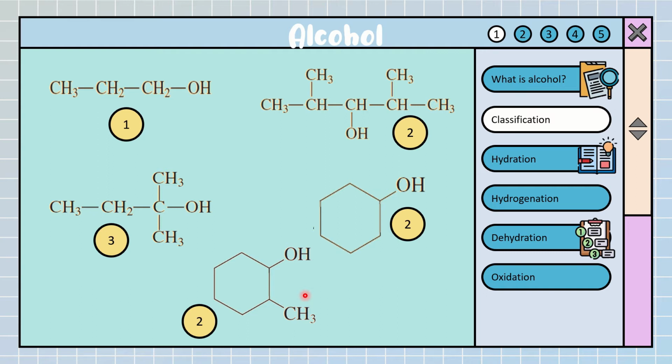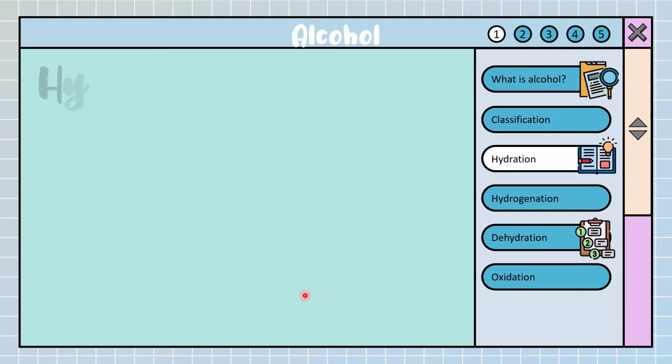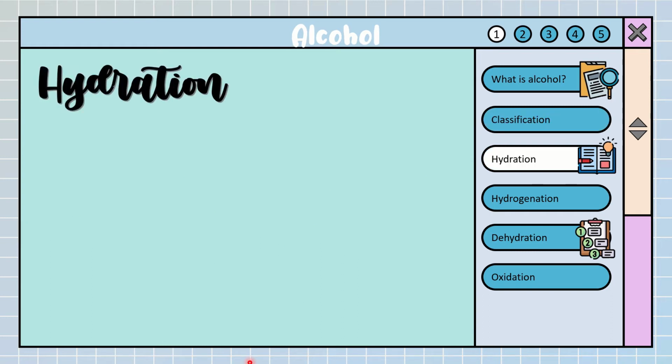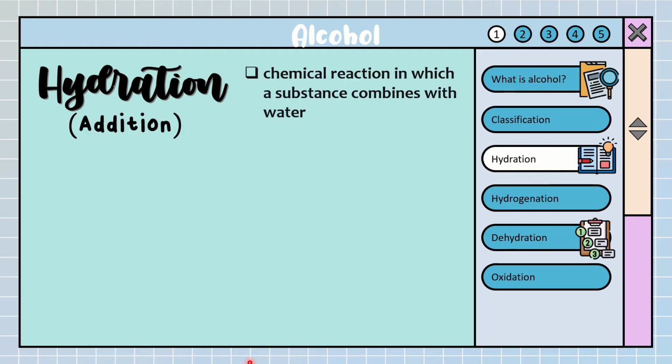Before we go to the products which alcohol produces, let's first know how alcohols are synthesized from different compounds. First is through the hydration process. Hydration means that it is a chemical reaction in which a substance is combined with water. Hydration from the word hydro or water.